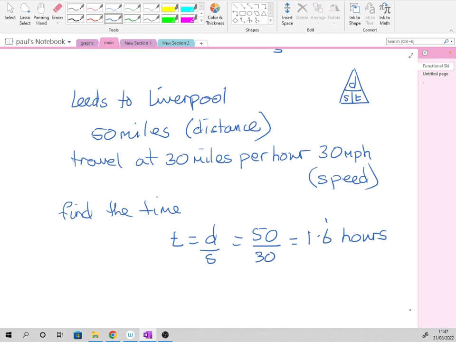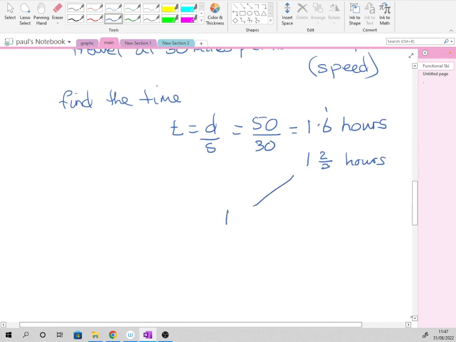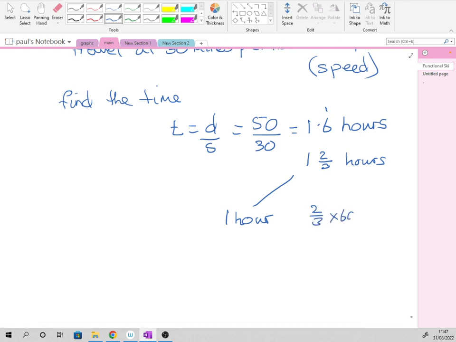Now, if you wanted to change that into hours and minutes, this is 1 hour and what's that? That's 2/3. 1 and 2/3 of an hour. So if we want to change that to hours and minutes, we've got 1 hour, that's all right. So now we need to do 2/3 times 60, because there are 60 minutes in an hour. So 2 divided by 3 times 60, 2/3 is 40 minutes. So it will be 1 hour and 40 minutes.